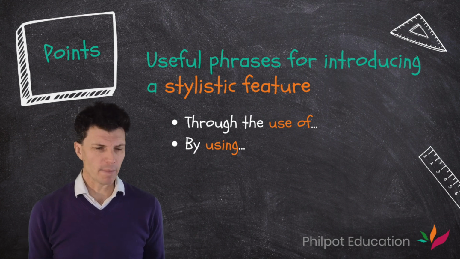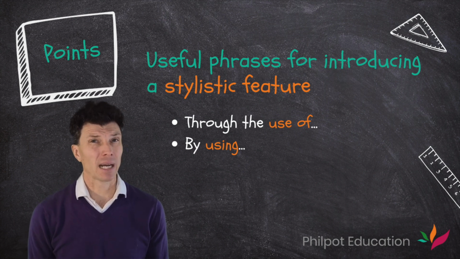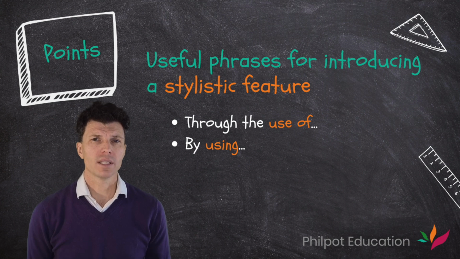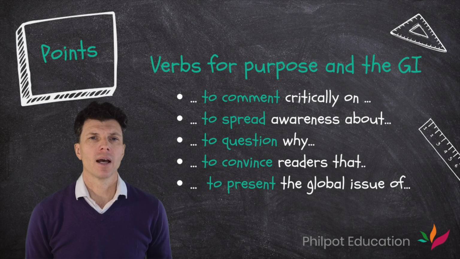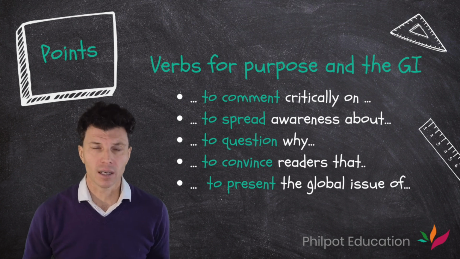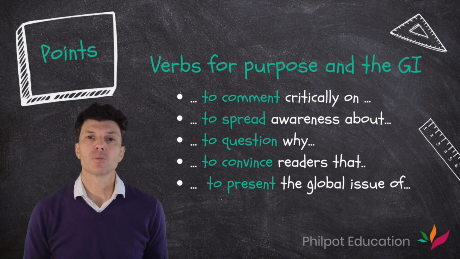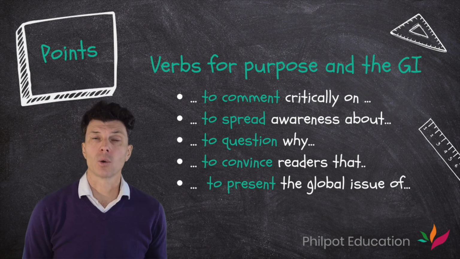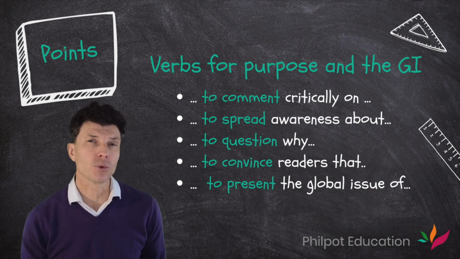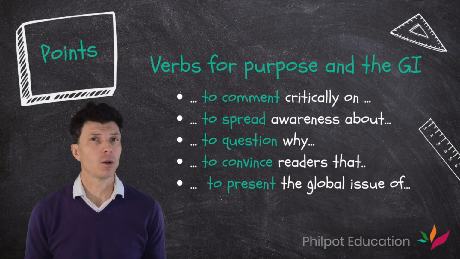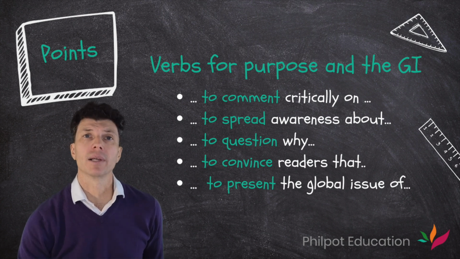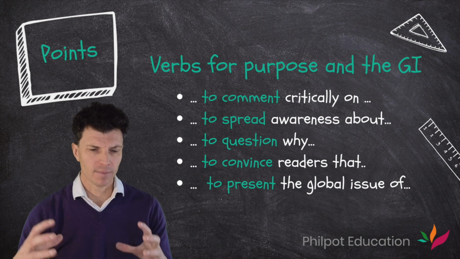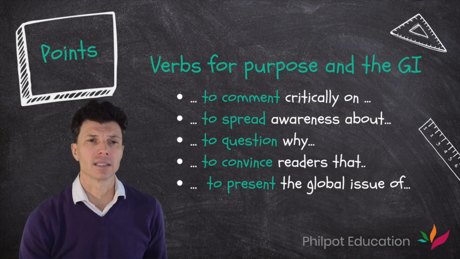Look, and when you make these points, you'll need a power verb or two. So what is it that the authors of these works achieve or aim to achieve? They aim to comment critically on, right? Or in order to spread awareness about, or in order to question why, or in order to convince readers that, or to present the global issue of. These are really important verbs for establishing authorial intent. And that really happens in that topic sentence at the top of a chunk of textual analysis, right?